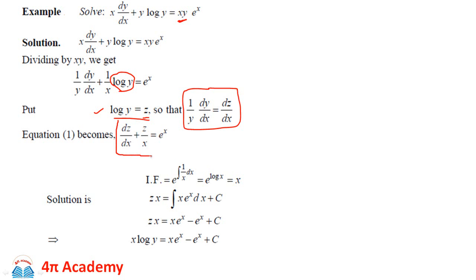So this equation is now reduced to the form of a linear differential equation, which is dz by dx plus pz is equal to q, and therefore here my p will be equal to 1 by x, and q in the differential equation is e raised to power x.